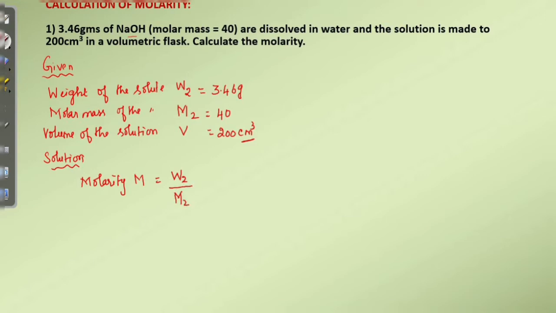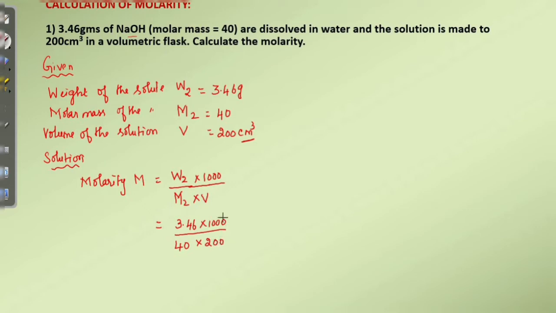In 1 liter of the solution, here the volume of the solution is given in centimeter cube and not in liter. So since it is given in centimeter cube, you are supposed to multiply with 1000. If the volume of the solution is given in liters, you don't want to multiply by 1000. Now substitute all the values. What is the weight of the solute W2? It is 3.46, into 1000, divided by the molecular weight, which is 40, into 200.